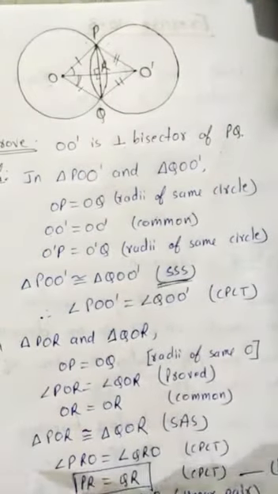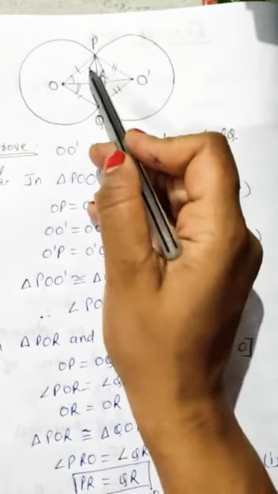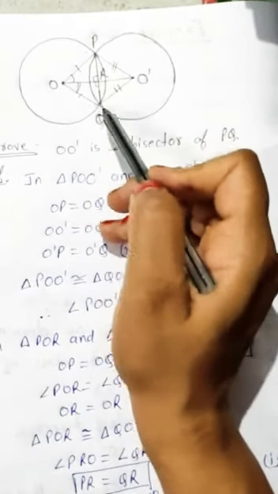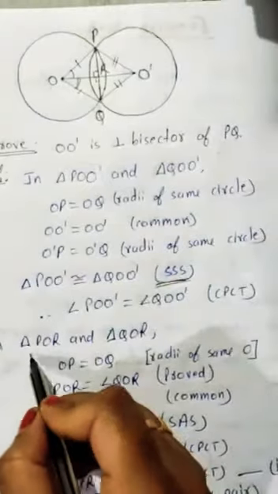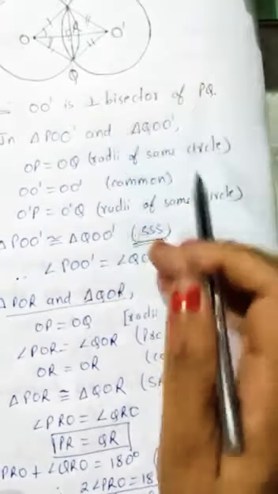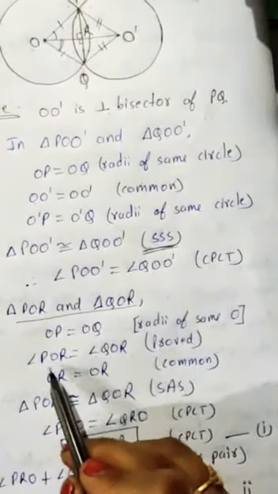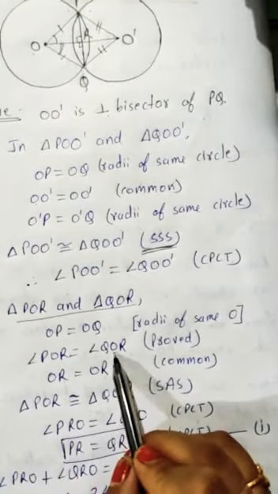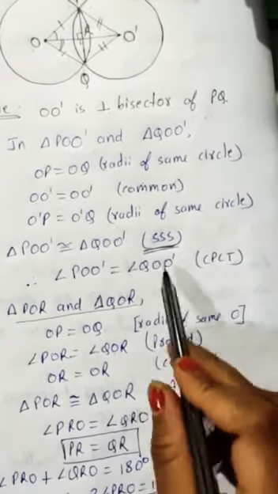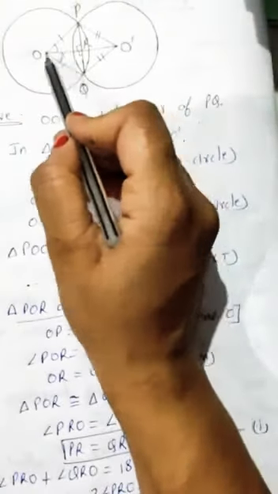Now what you have to do is take these two triangles. So when you take POR and QOR, in these two triangles, OP is equal to OQ, radii of the same circle. I hope you can see the circle. Then angle POR is equal to angle QOR. We have proved this in the first part. And OR is equal to OR, common.